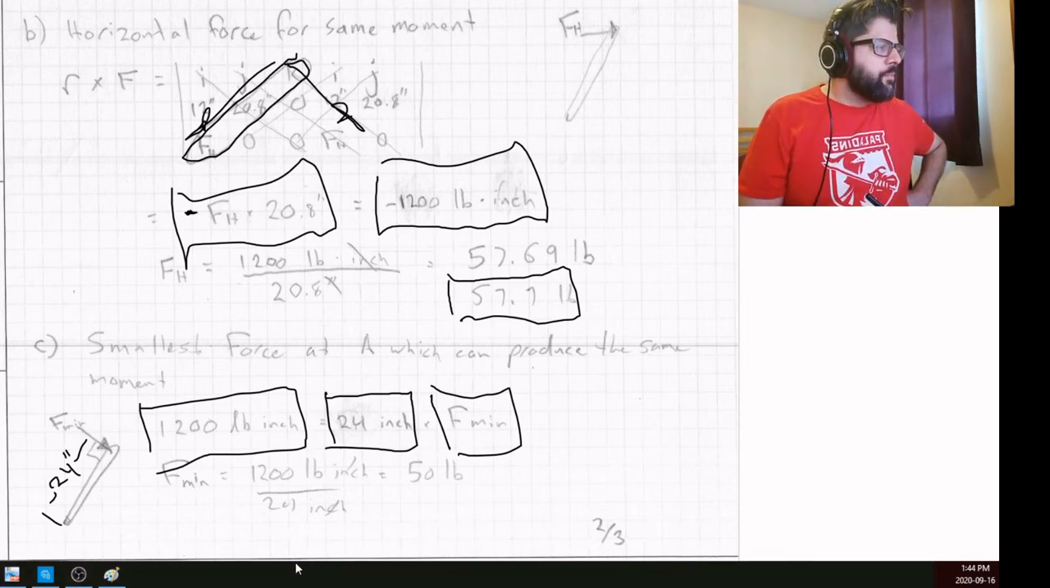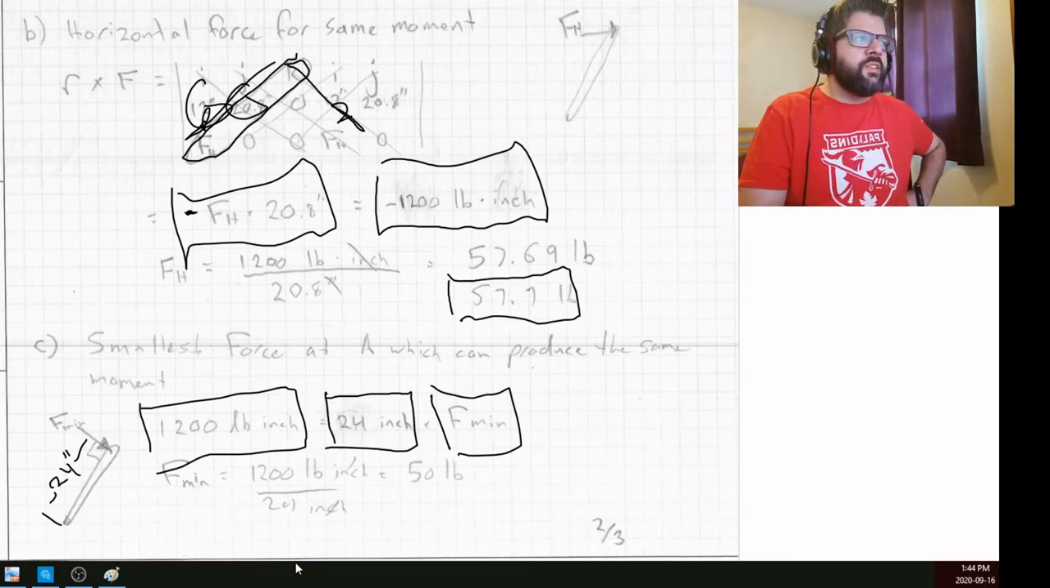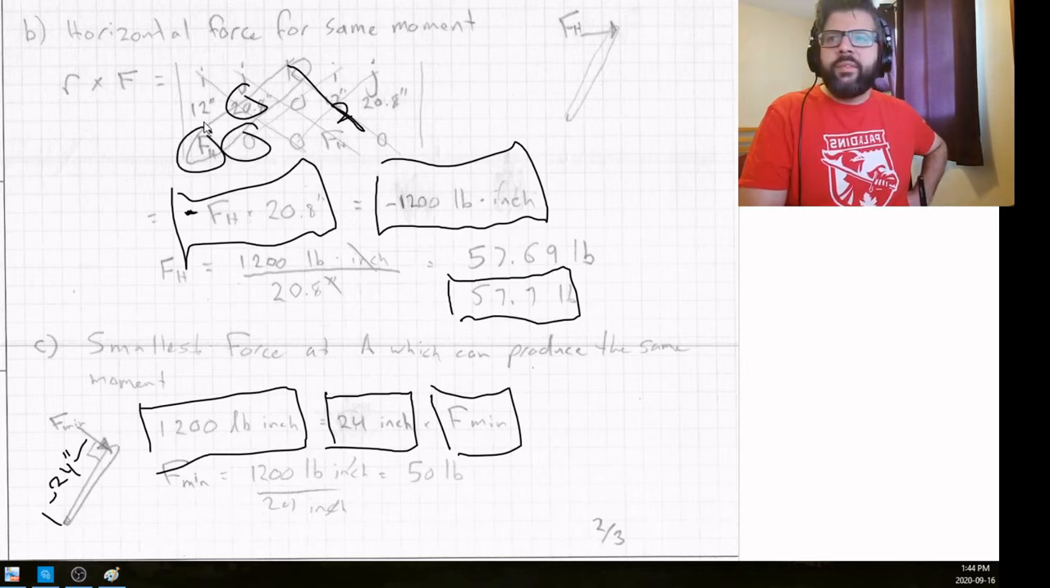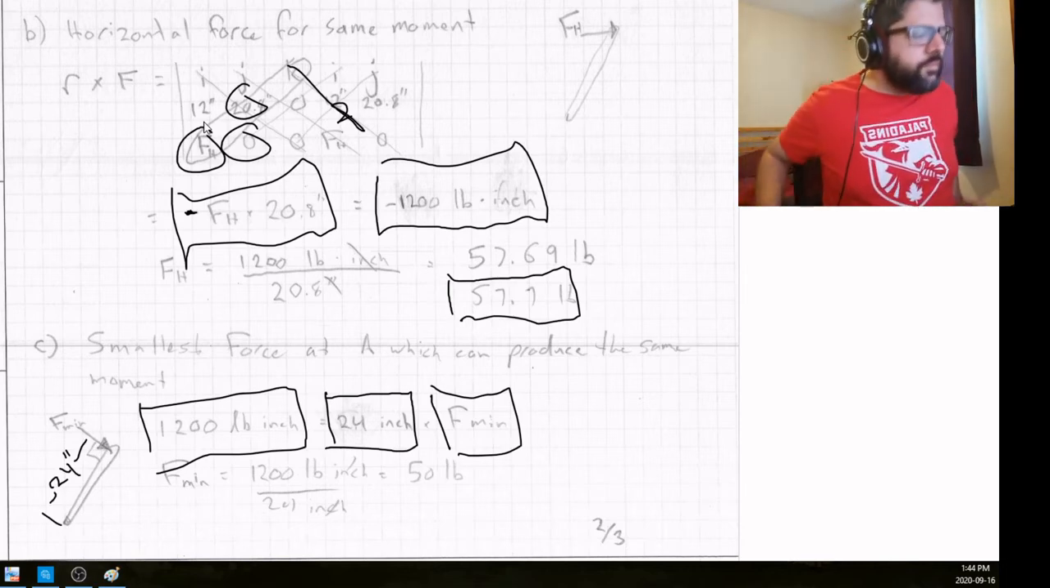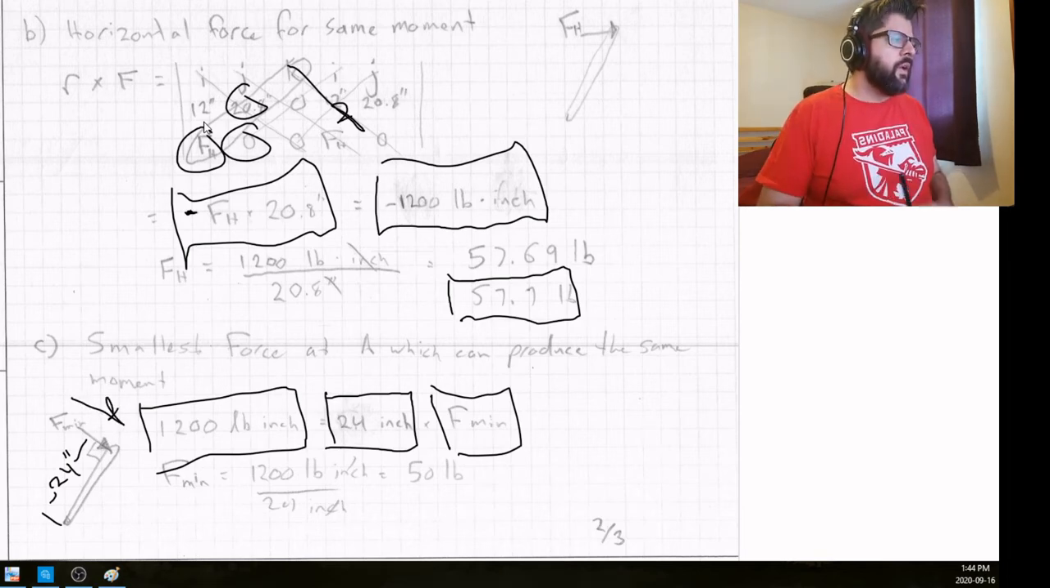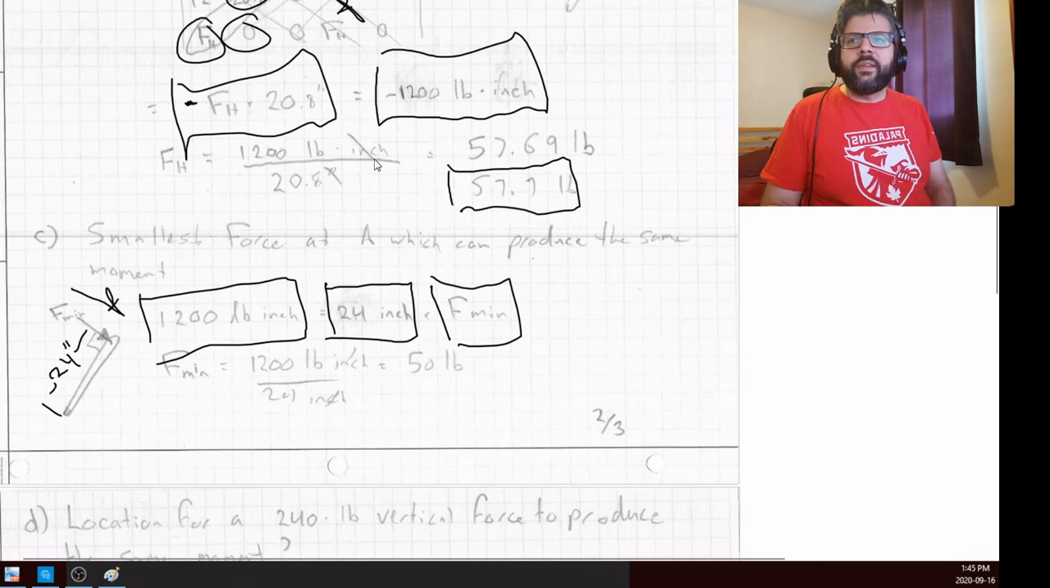So again, we could do this the long way and figure out the individual I and J components of the force when it's acting at this angle. But again, I think that's a bit of overkill.